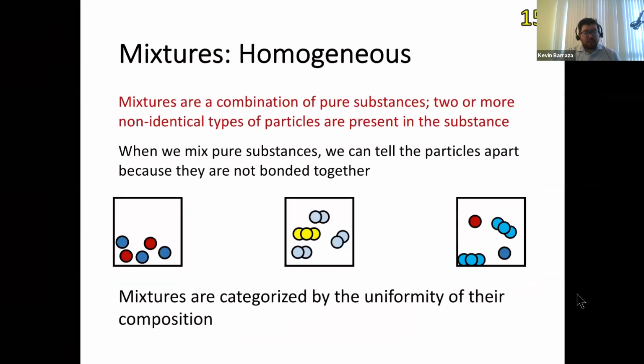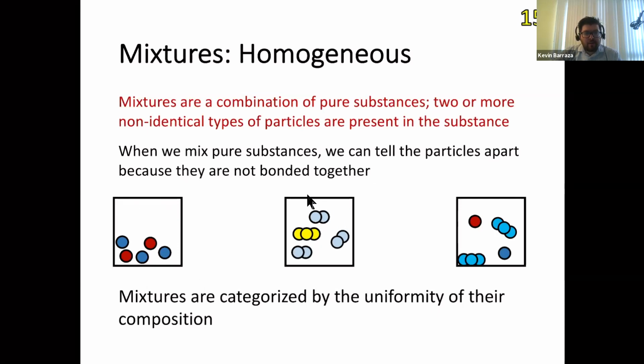Our second are mixtures. So a mixture is a combination of two or more pure substances. So two or more non-identical types of particles are present in the overall object. When we mix pure substances, we can tell the particles apart because they are not bonded together or connected together. So if I give you a cartoon version, I can see this is a mixture because I have two different types of atoms here. I have literally mixed them together.